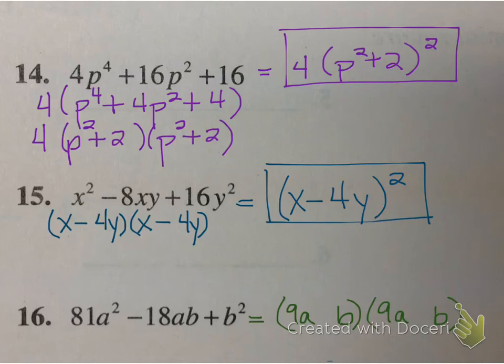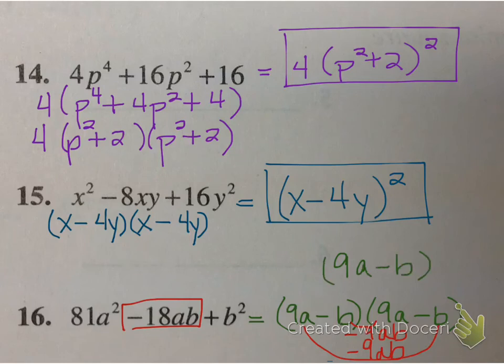Since my second sign is a plus, the signs have to be the same. The first sign tells me they both have to be negative. And again, you might want to double check on this and just do your outers and inners to make sure they do combine to be the negative 18ab that we're looking for. So if I do my outers, I get negative 9ab, and if I do my inners, I get negative 9ab, which does combine for my negative 18ab. So the final answer is 9a minus b, quantity squared. Final answer.